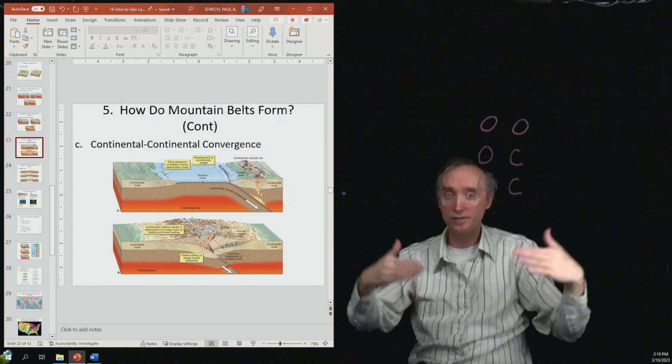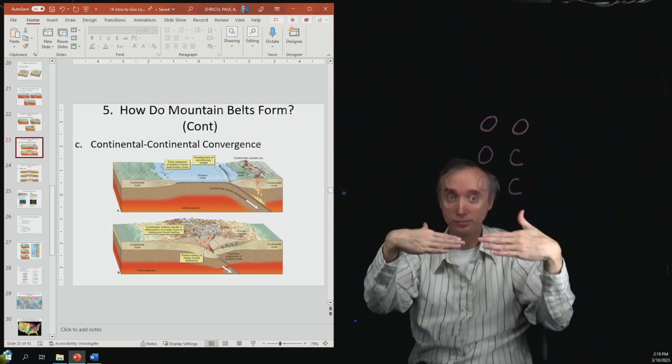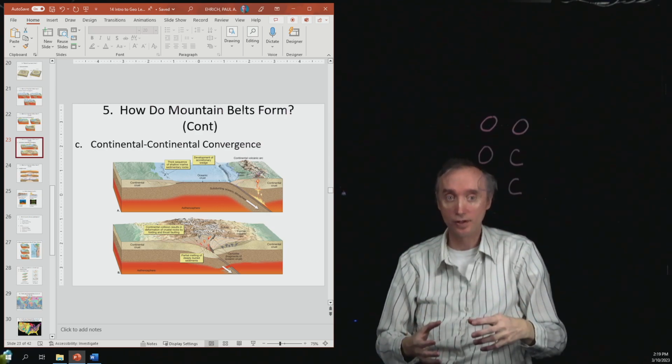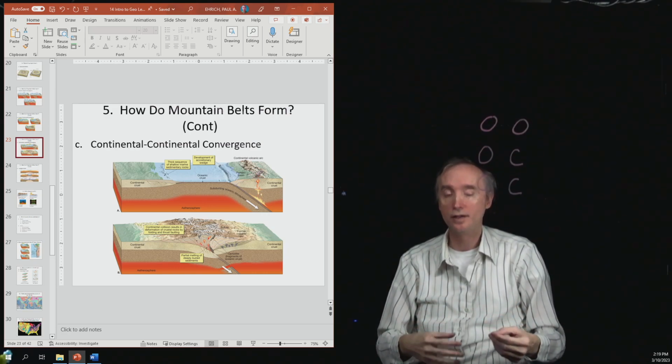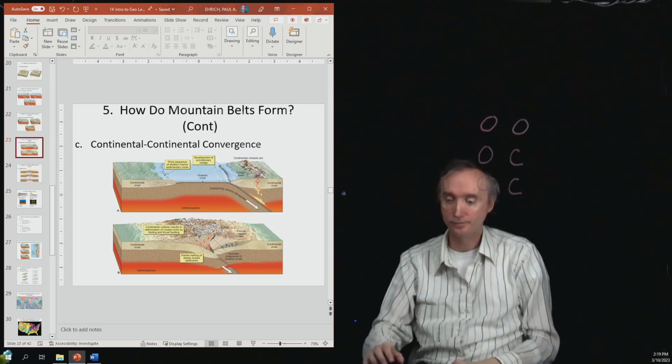So as these mountains are being pushed together, they're under compression. So you're going to be associating that with folding if it's under high temperatures, and then faulting if it's not under high temperatures, if it's near the surface.